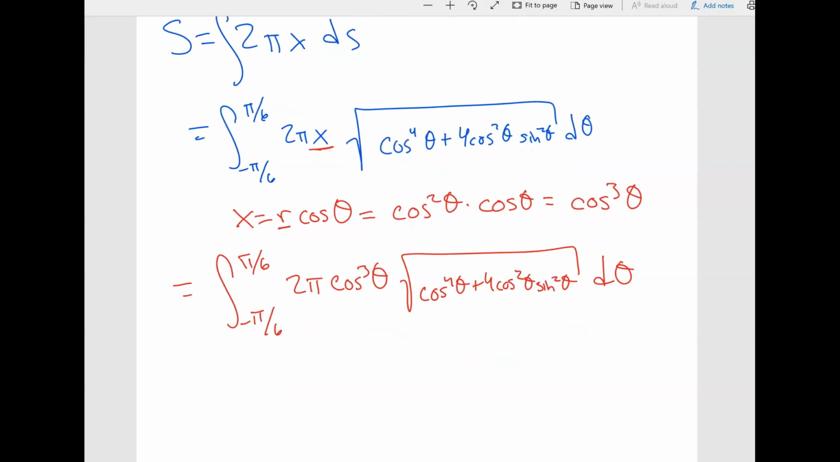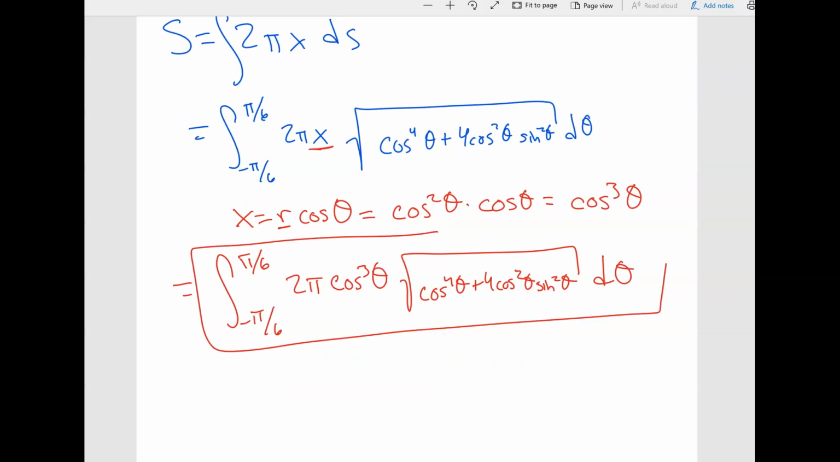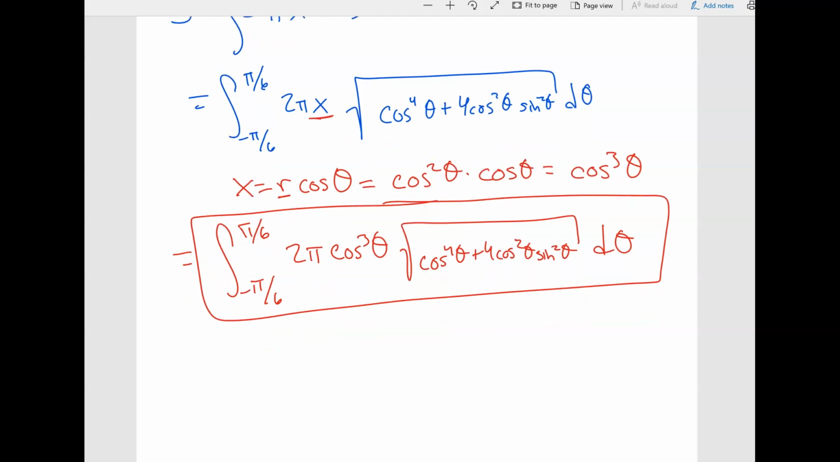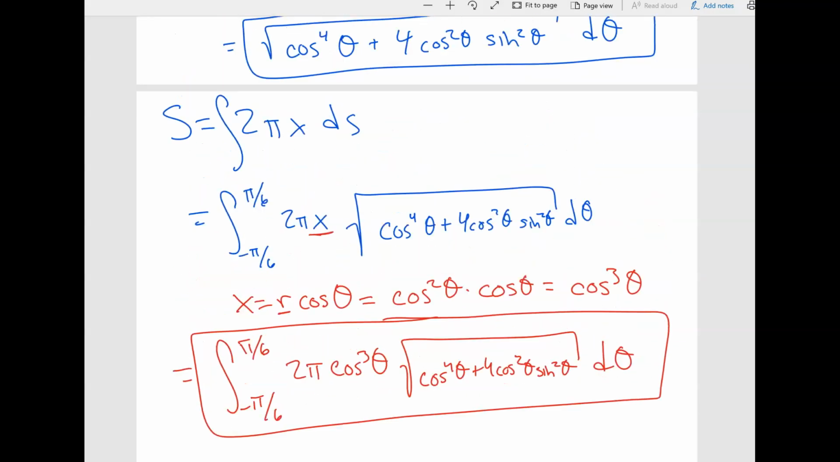I'm not even sure this can be integrated, but since we just wanted to set up the integral, this will be the integral. Usually these are pretty horrific. You can always just use a calculator or some sort of technology to evaluate this if you really want to know what the answer was. But this is basically what the surface area formula would look like.